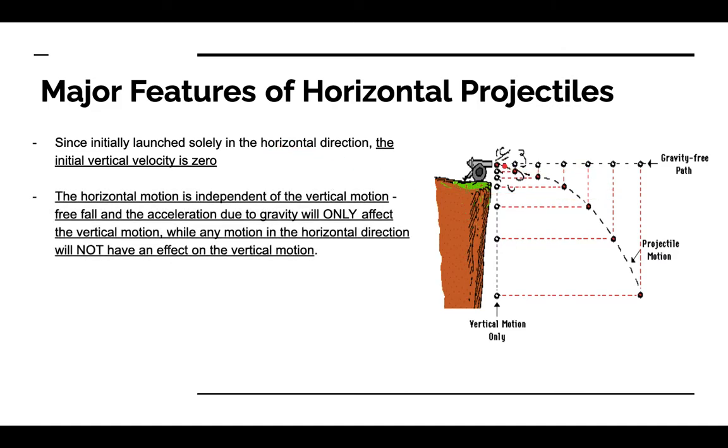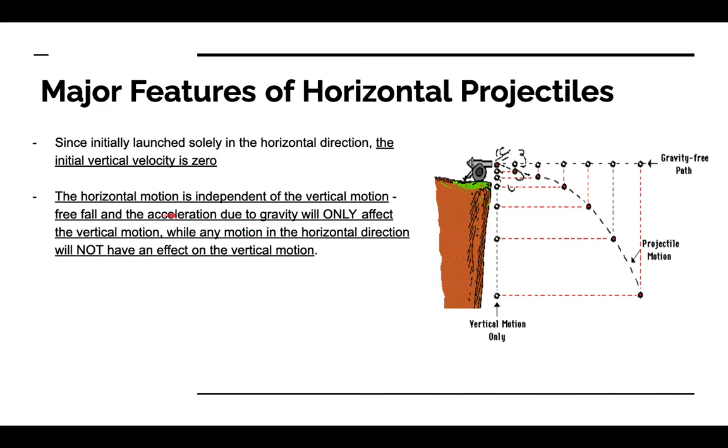Secondly, because we can regard the motion as a combination of two different paths, a gravity-free path and a vertical path influenced only by gravity, we say that the horizontal motion is independent of the vertical motion. The acceleration due to gravity only affects what's happening in the vertical direction, since gravity pulls us down to the earth, and thus it has no effect on what's happening in the horizontal direction, hence why we have a gravity-free path as one of our paths. This horizontal path is not affected by gravity, since gravity only acts in the vertical direction. So the vertical direction is only affected by the acceleration due to gravity.